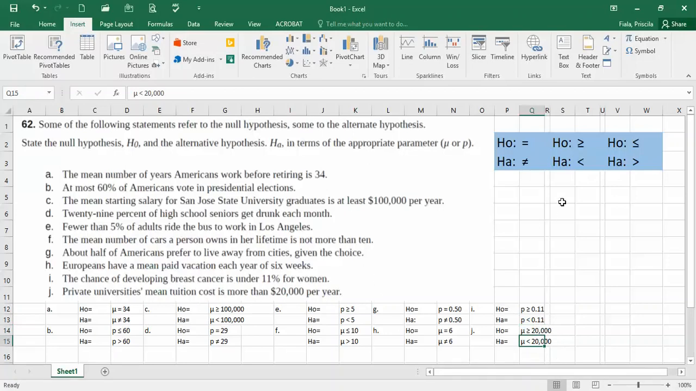And I hope this helps a little bit as far as understanding the problems. When are you going to be using the null hypothesis equals and the alternative is different, the null hypothesis greater than or equal to and then the alternative is less than, and then the null hypothesis less than or equal to and then the alternative hypothesis higher than. And also make sure that when you're talking about percentages, you're talking about proportion, and otherwise you're talking about the average or the mean.